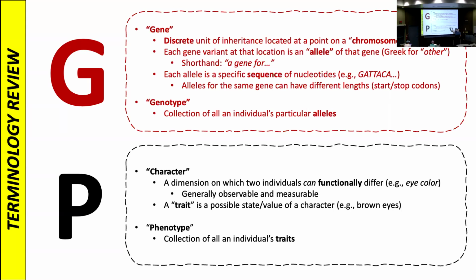If you take all of those alleles in an individual, then you get a genotype. So the genotype is not a collection of genes, it's a collection of alleles. I have a genotype, you have a genotype, and so on. I have a certain selection of alleles, you have a certain selection of alleles. That's our genotype.